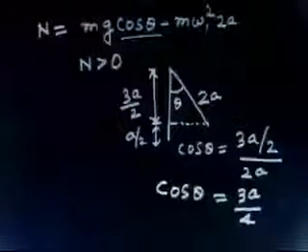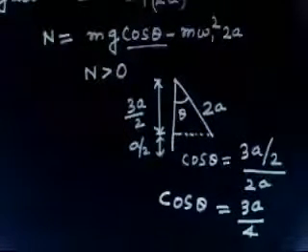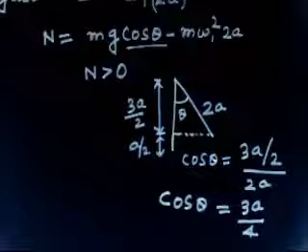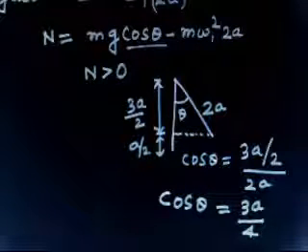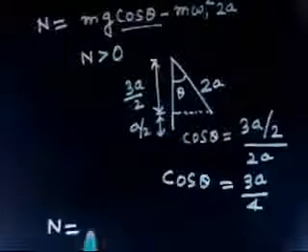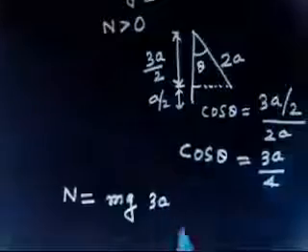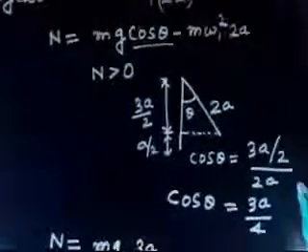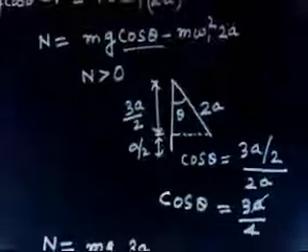Are you getting? So let us plug in the value of cos theta. The normal reaction is mg cos theta. Cos theta is 3 by 4. So mg into 3 by 4.